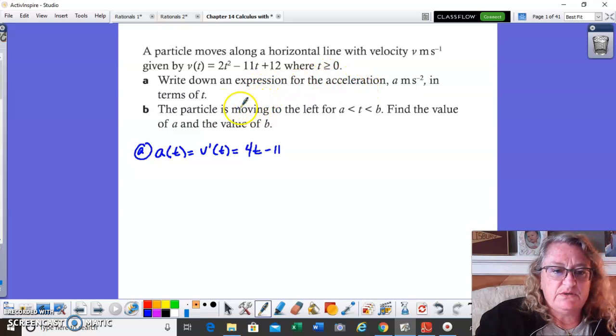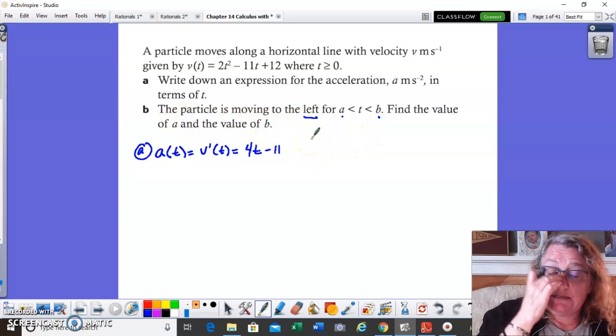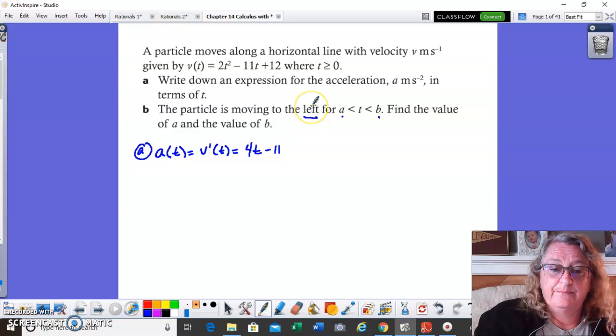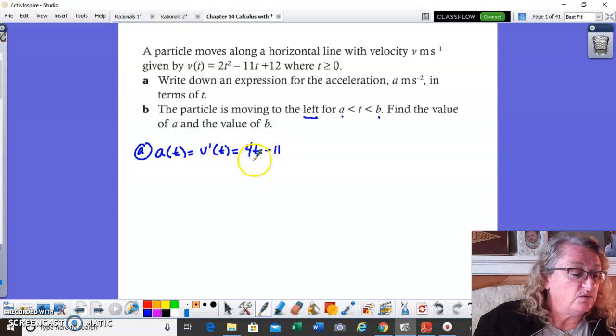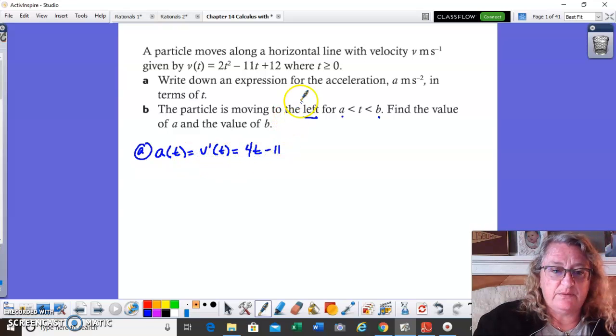Now what we need to do is the particle is moving to the left between two values, A and B. We need to find the values of A and B. There's two pieces here. Left means that my velocity is going to be negative. So I'm going to find the critical values for velocity when time equals 0.